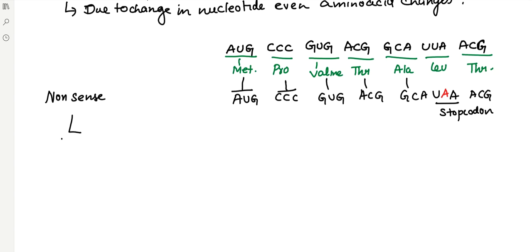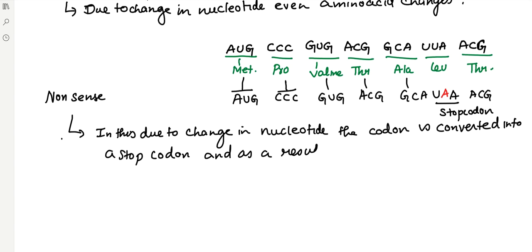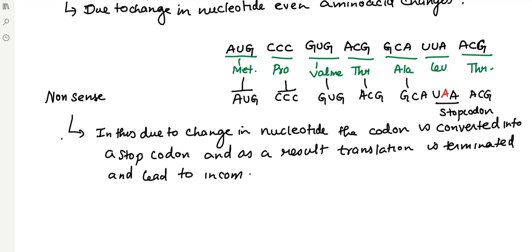So what we see here in nonsense mutation, that in this, due to change in nucleotide, the codon is converted into a stop codon, and as a result, translation is terminated and lead to incomplete प्रोटीन. ठीक है, वो आपको इनकम्प्लीट प्रोटीन का फॉर्मेशन कराता है. क्लियर है वो?